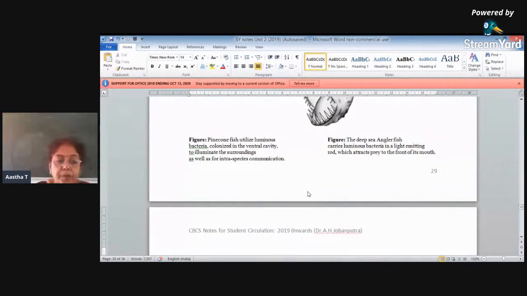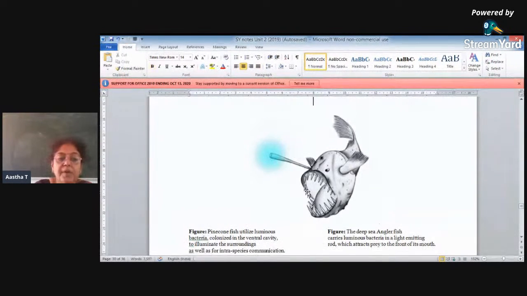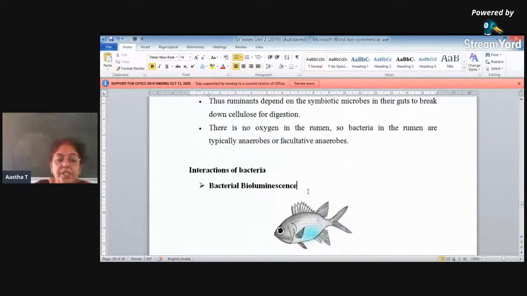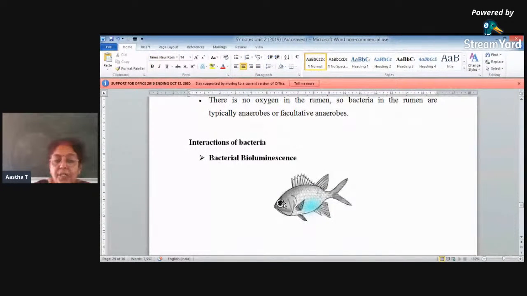These two images: one is of the pine cone fish. In its ventral cavity, it utilizes those bioluminescent bacteria from the sea, and they reach this ventral cavity and show a typical type of glow, or blue-green light is produced.